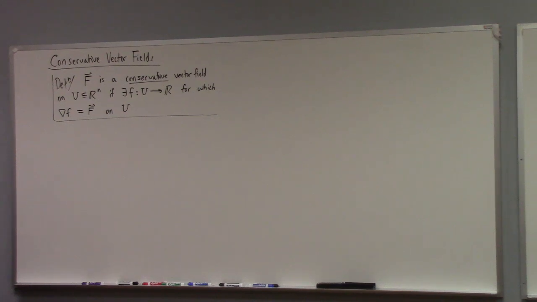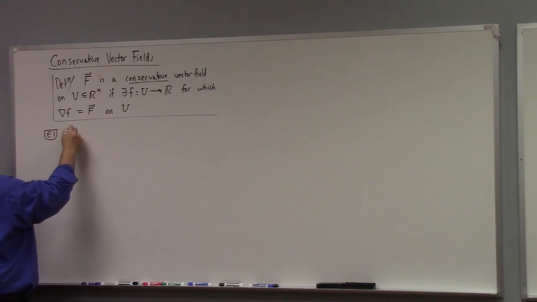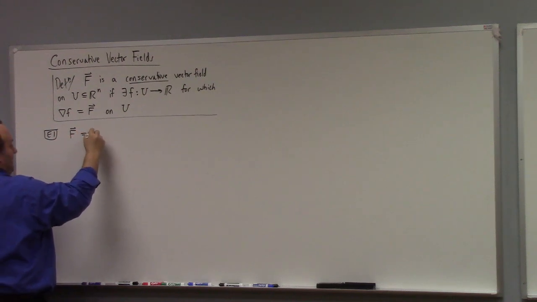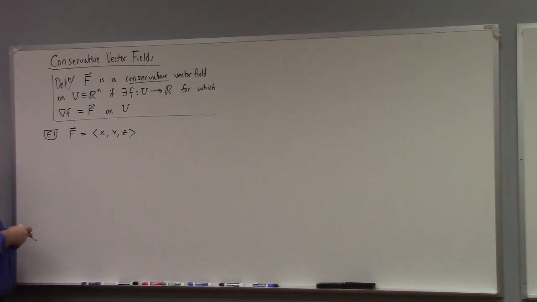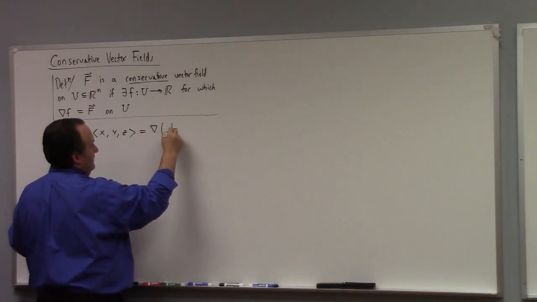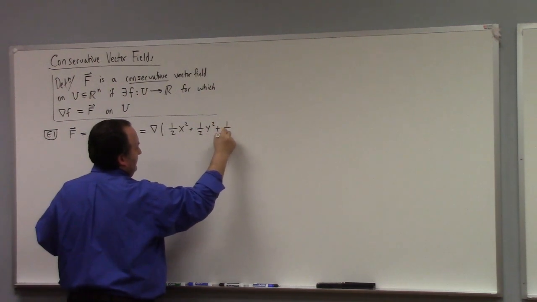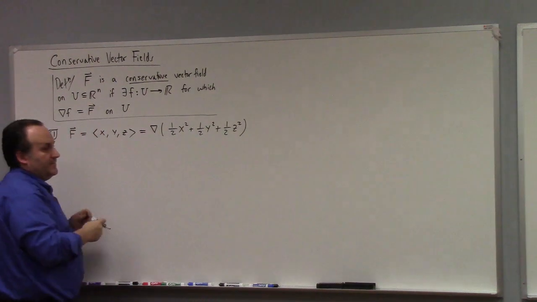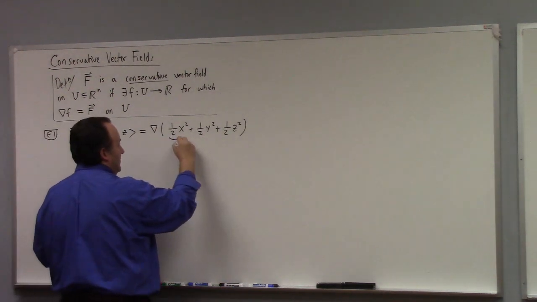So there are lots and lots of conservative vector fields. Let's just start out with an example. Example 1. If I had F equal to, I don't know, I'll keep it really simple, x, y, z. I can easily see that that's the gradient of 1/2 x squared plus 1/2 y squared plus 1/2 z squared. So it's a conservative vector field. Where? Well, on R3. So here's my potential function f.